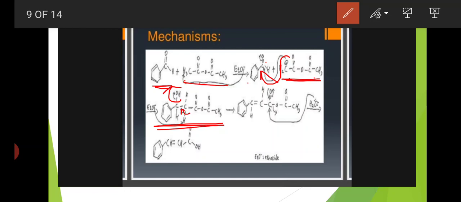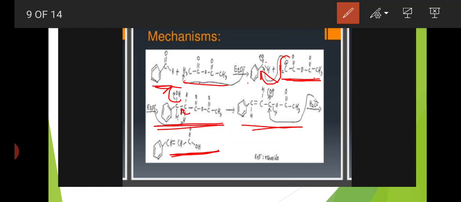Okay, here a water molecule is eliminated, and forms a compound like this. Next, on hydrolysis, acetic acid is eliminated and forms cinnamic acid. Okay, this is the mechanism of benzaldehyde reacting with acetic anhydride to form cinnamic acid.